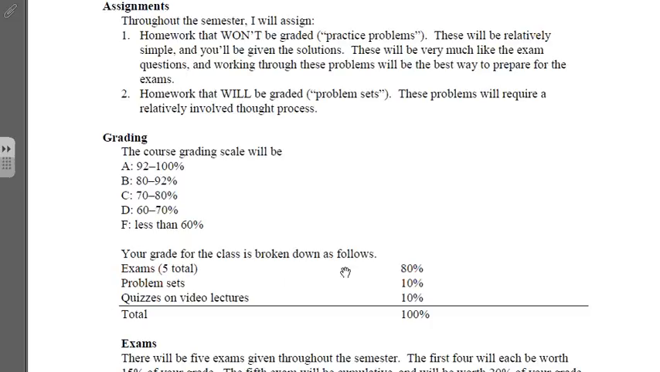Then 10% of your grade is based on those problem sets, and 10% is based on lecture quizzes. And those lecture quizzes are given at the same time as the exams. And I'll talk about the difference between the exams and the lecture quizzes as we go on.